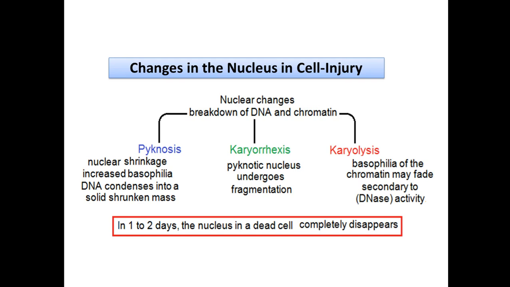Pyknosis is the nuclear shrinkage which gives increased basophilia and condensation of the DNA into a shrunken solid mass. Karyolysis is due to the DNase enzymes which degrade DNA, which is stained by hematoxylin, so automatically the basophilia will fade. Karyorrhexis is when the pyknotic nucleus is fragmented into pieces and goes away. In 1 to 2 days, the nucleus in a dead cell completely disappears and we can't see the nucleus.